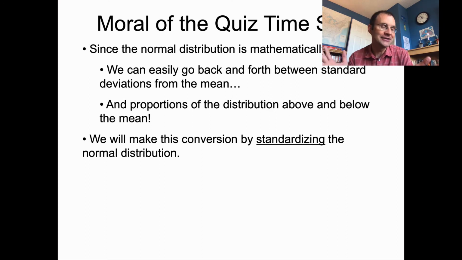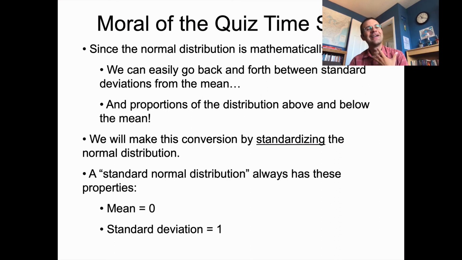So we can ignore all that and say we're not going to deal with things in terms of inches or centimeters. We're just going to deal with things in terms of their standard deviations. We're going to make that conversion, and then you can further convert from there to whatever specific measurement system you want to use. We're going to make that conversion by doing what is called standardizing the normal distribution, which is a really funny way to say it, because we're going from something that's normal to something that's standard normal. A standard normal distribution is always going to have these properties. Its mean is always going to be 0, and its standard deviation is always going to be 1.